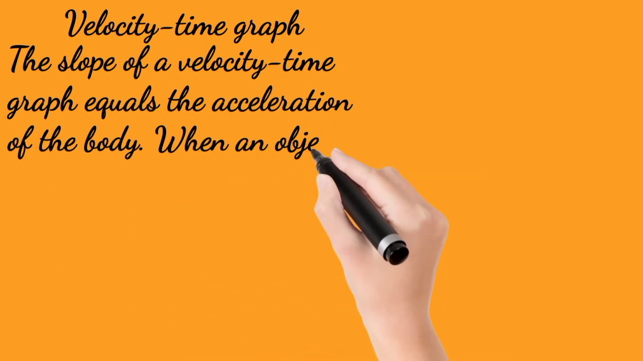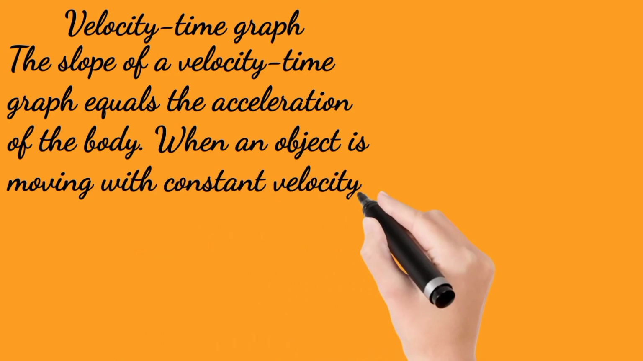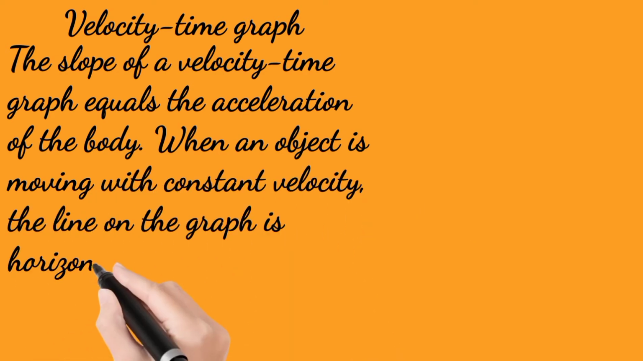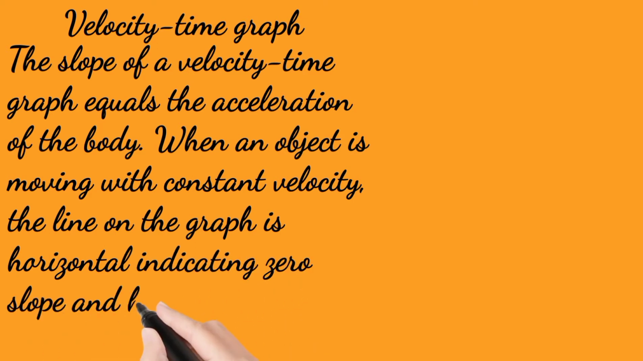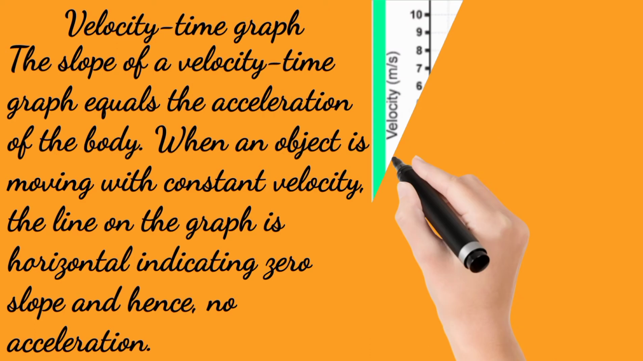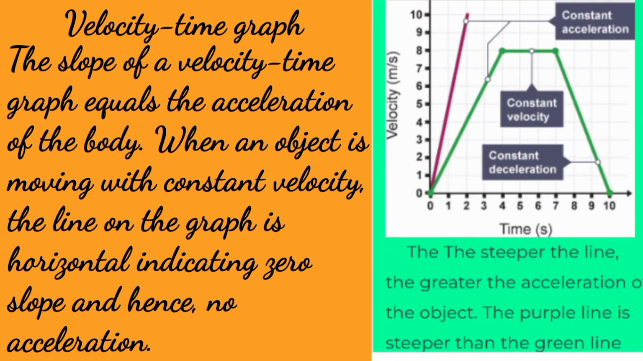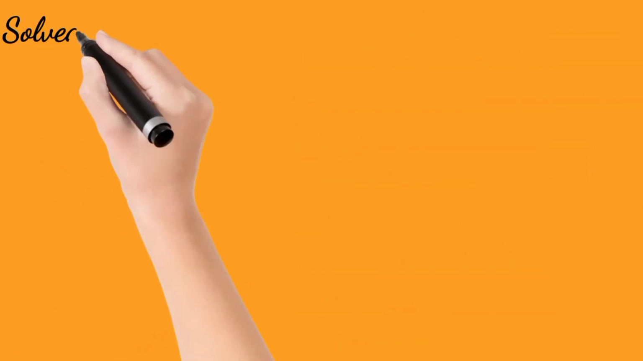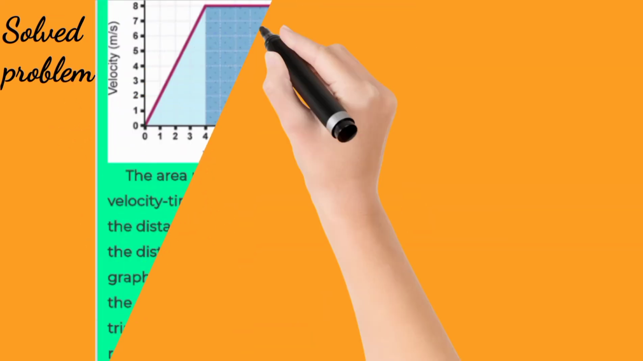The slope of a velocity time graph equals the acceleration of the body. When an object is moving with constant velocity, the line on the graph is horizontal, indicating 0 slope, and hence no acceleration. So uniform velocity is described by a line that is parallel to the time axis. In that case, we say that the acceleration is 0 when the velocity is constant. Also, constant acceleration is shown by a straight line that starts from the origin. The purple line tells us that the body is speeding up, or is moving with increasing velocity.